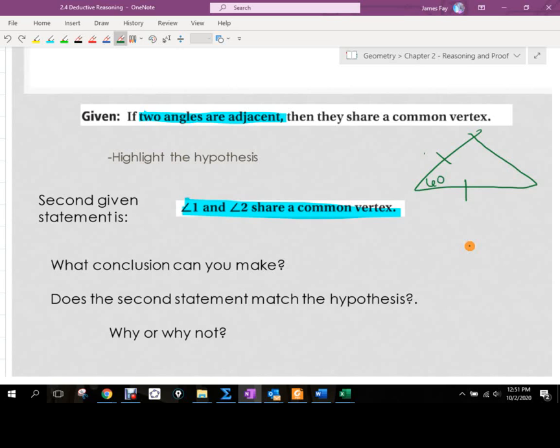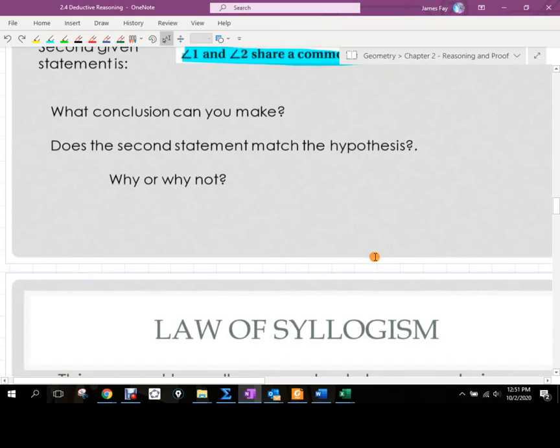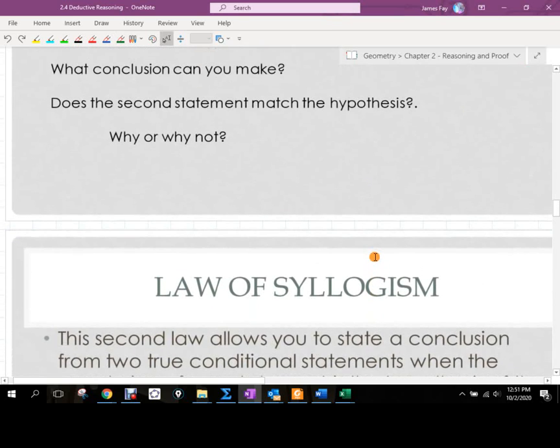If you don't know something, you can't make an assumption. It's all right. Just go off the information that we know. We'll stop there. No homework tonight.